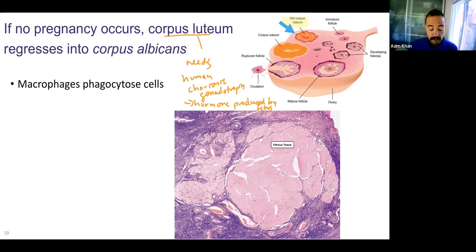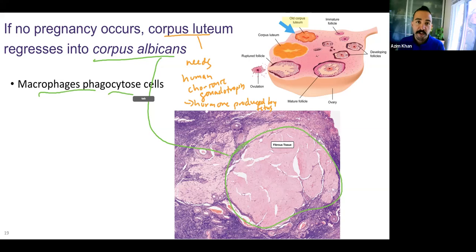It'll regress. It'll just get eaten up by macrophages. The leftover tissue is called the corpus albicans. It's just degrading fibrous tissue, degrading connective tissue. You'll just recycle those cells like you would any other dead cells. Macrophages will phagocytose the granulosa and theca cells. That's what we see right here.